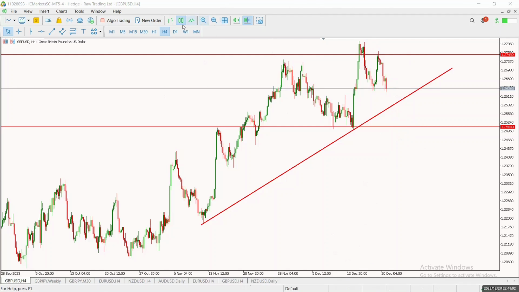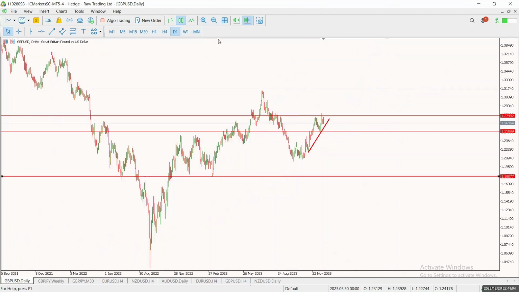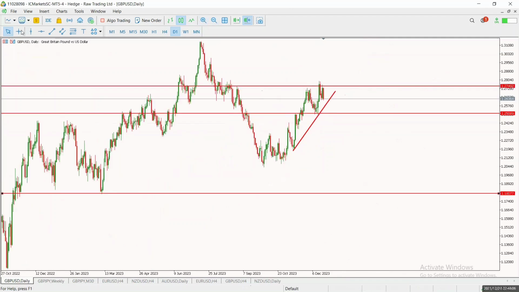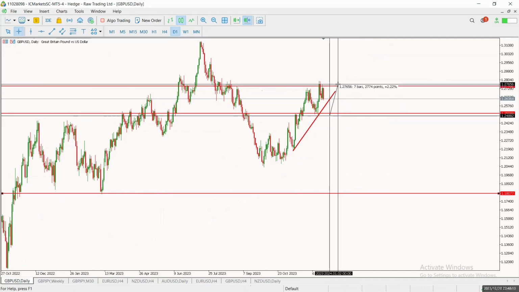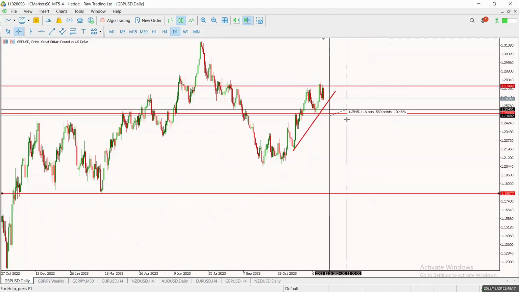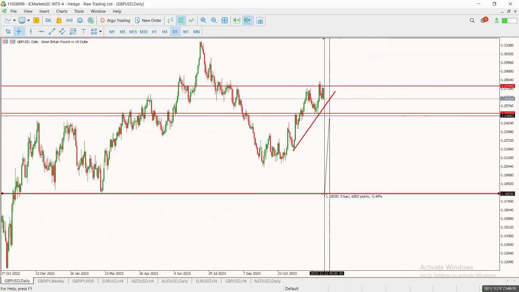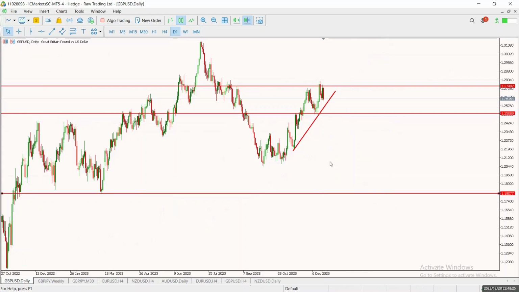So let me zoom out, go to the daily, and see what our risk to reward could look like. Okay, so if we are selling at the break of structure at this level and we're putting our stop loss at the high, that could be around 277 pips stop loss, and our take profit could be here at around 685 pips. This trade could give us a very solid 1:3 risk reward, which is fantastic. Whatever you put on this trade, you're going to make 3 times of it.